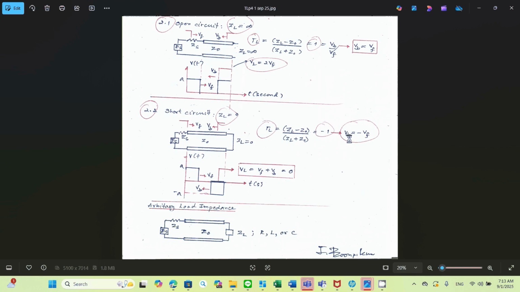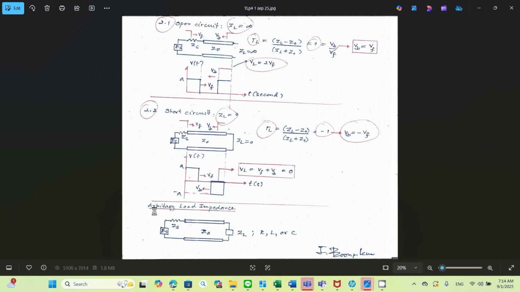So that's even worse, because Vb equals negative Vf at the load end. Your Vf plus Vb gives you 0. So you have no signal at all at the load end. Actually, you expect to have a signal at the load end.